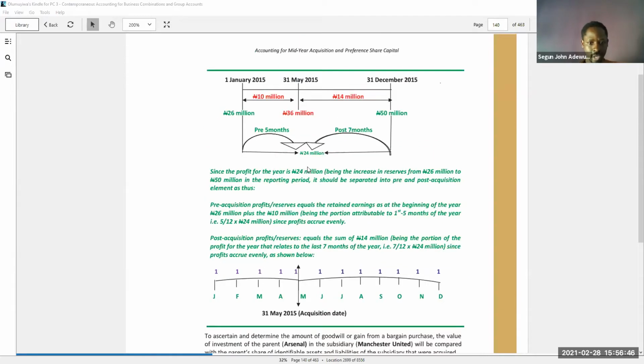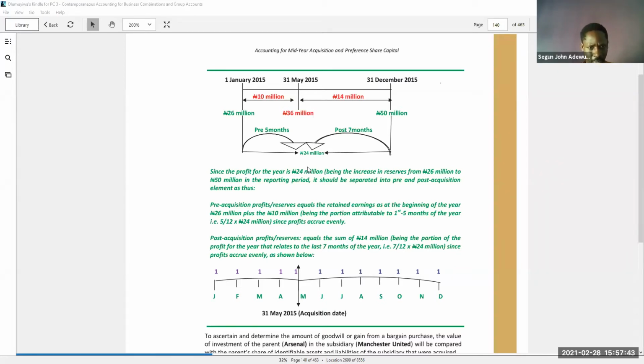So it's all right. Here the 24 million we are having represents the profits between 1st of January 2015 to 31st December 2015. So it is this 24 million that has to be split for the 12 months, and the proportion of the 5 months between 1st of January to 31st of May will now be added to the 26 million, which gives us 36 million as at 31st May 2015. And that represents our pre-acquisition profit. So our post-acquisition profit will now be this 24 million minus 14 million.